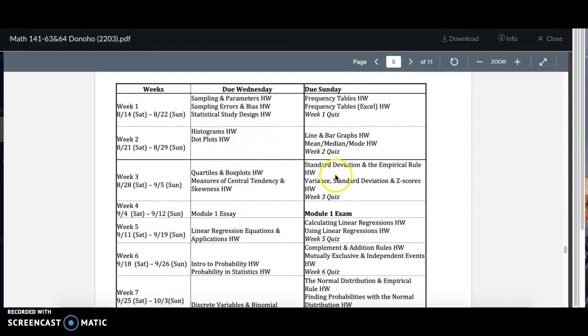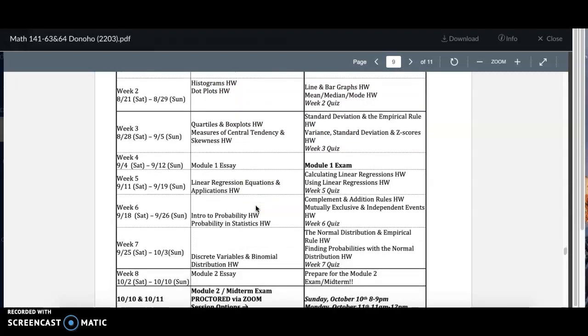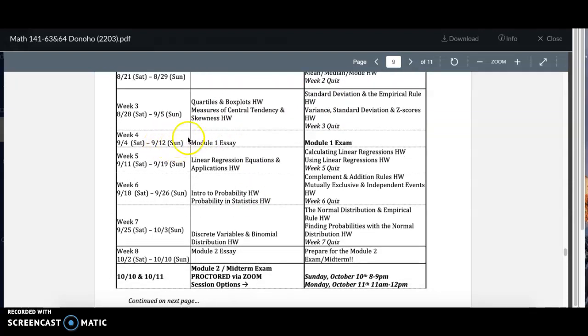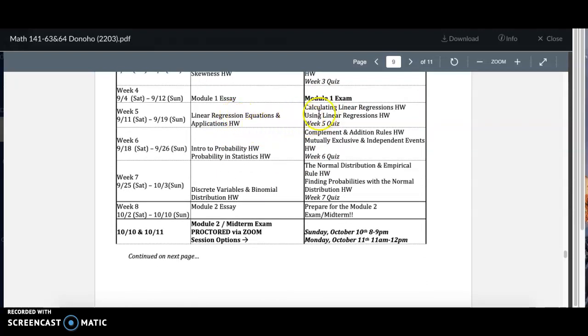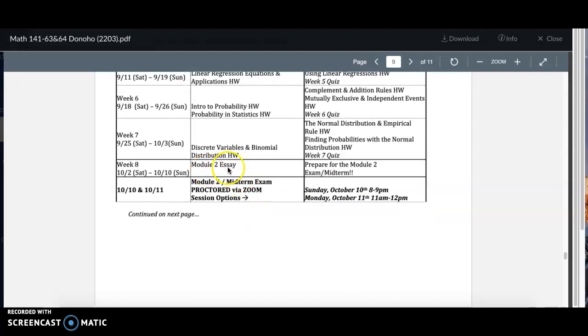Certain assignments are due on Wednesday and certain assignments are due on Sunday. And for every week, you can see exactly what there is. And you can see how on an exam week, that's when you have the essay due on Wednesday and the exam due on Sunday night. And that's kind of the flow of every module: homework, some homework due, homework and a quiz, homework, homework and quiz, homework, homework and quiz. And then on the test week, an essay and the exam.